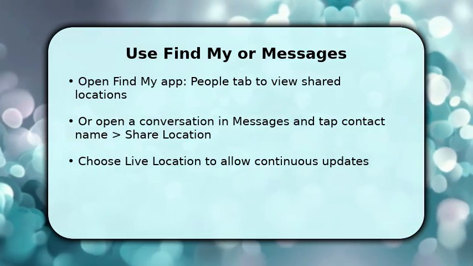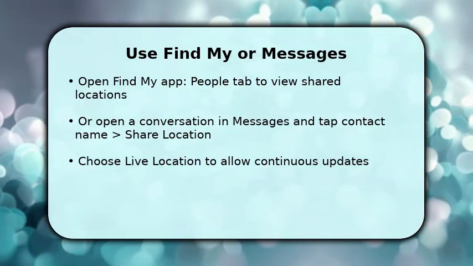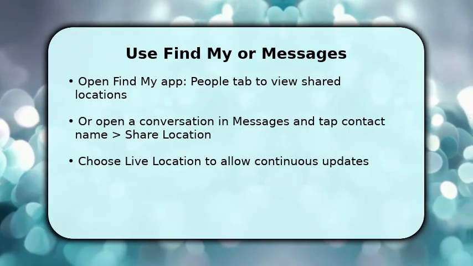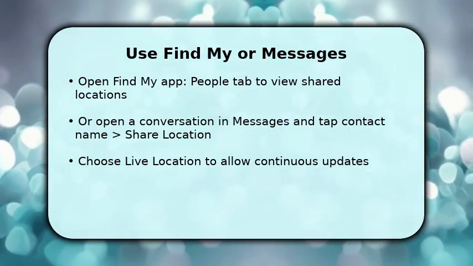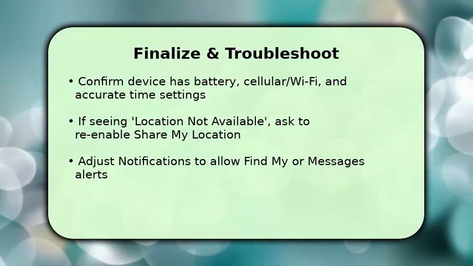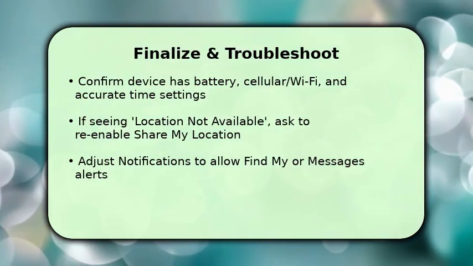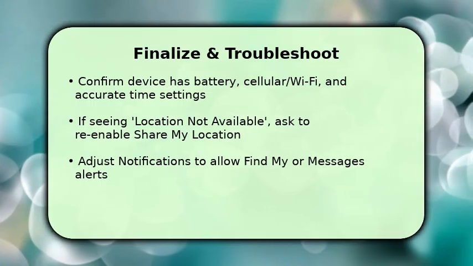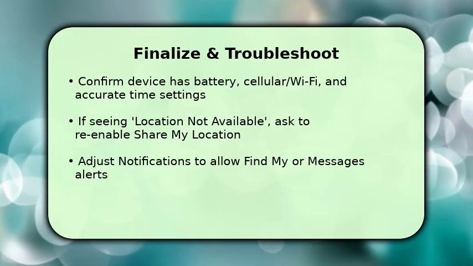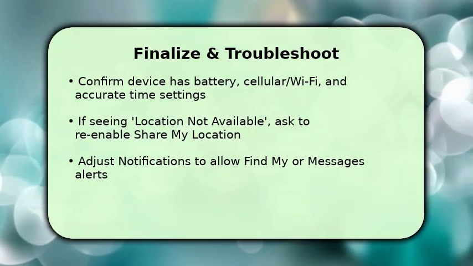Make sure both devices have internet and location active, otherwise the app shows the last known location and won't update in real time. Finish by confirming the device you're tracking has battery, network access, and correct time settings because these affect real-time accuracy. If you see location not available, tell them to reopen settings and re-enable Share My Location or sign out and back into iCloud.